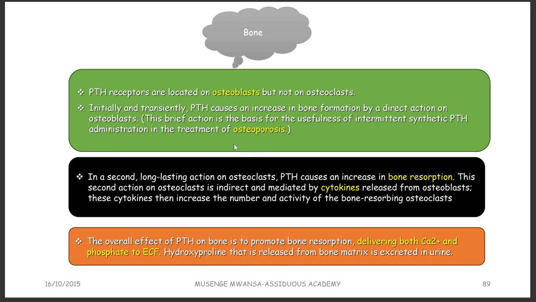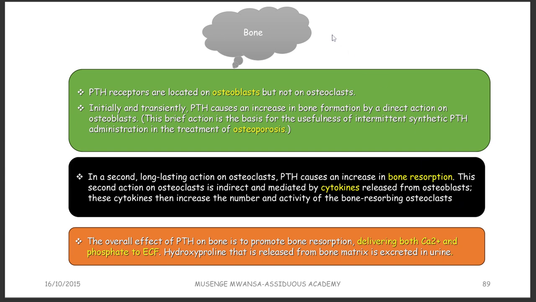Osteoporosis is a condition where I've got weak bones. So when you give the parathyroid hormone as a drug, it will help in building the bone. But this action, remember, is transient. The second and long-lasting action is going to be on the osteoclasts, and that is going to be bone resorption, because the osteoclasts are the ones which resorb or break down bone. And this is regulated. This second action on the osteoclast is indirect and is mediated by cytokines. These cytokines are released by osteoblasts.